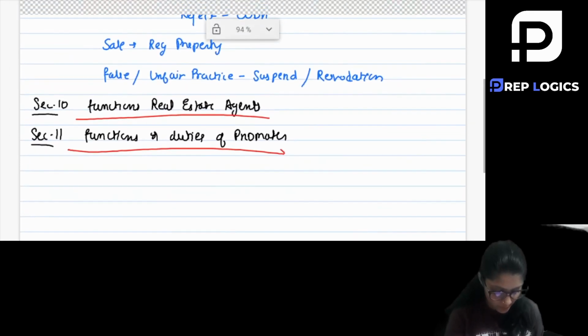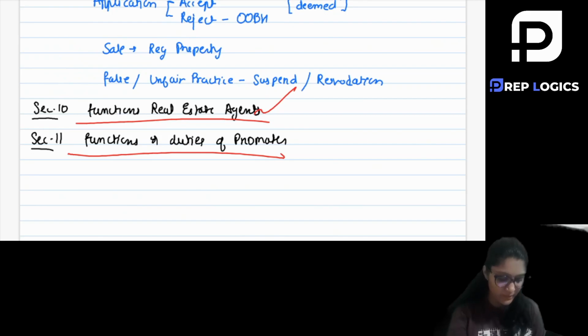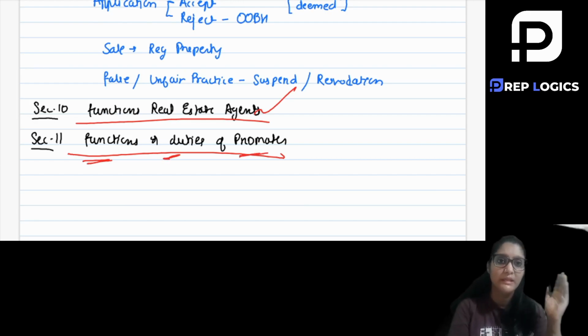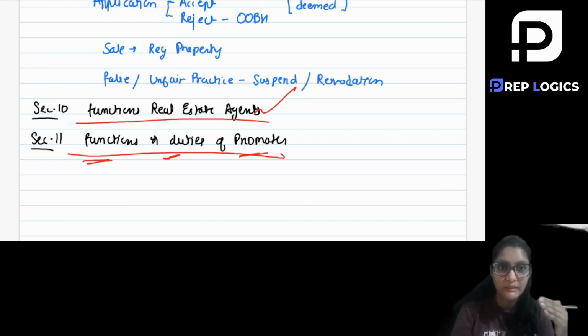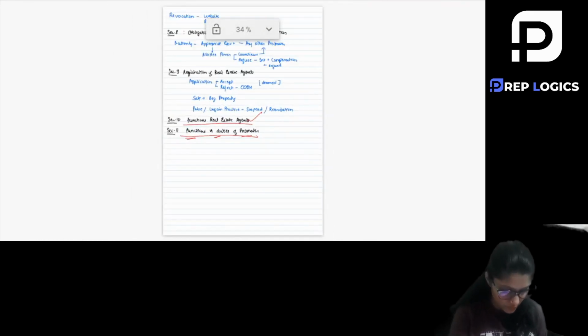Now there are some functions that are performed by the real estate agents that we have already seen, like maintenance of books of accounts, and giving all the information and documents to the allottees. And there are some functions and duties of the promoters that we have also seen: 10%, 70%, website, mentioning the details, structure defect, title defect, giving the possessions, and something like this we will study further also.